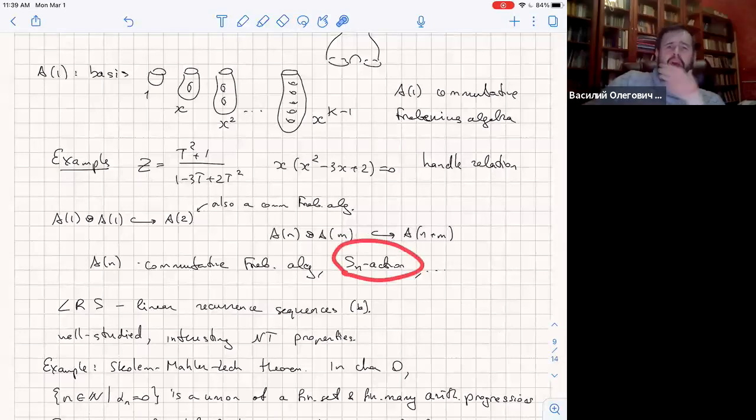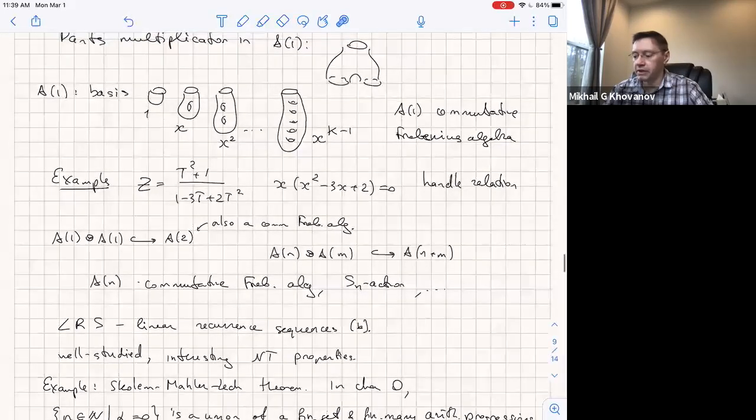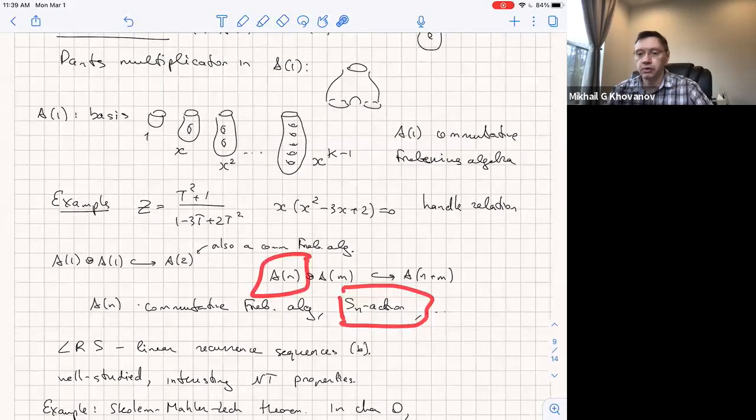So what about the S_n action? Is it inside the rules of the game, or can we do without? It's part of the story. You have an S_n action on the state space of n circles, just because you have permutations of circles. So it's part of this story.